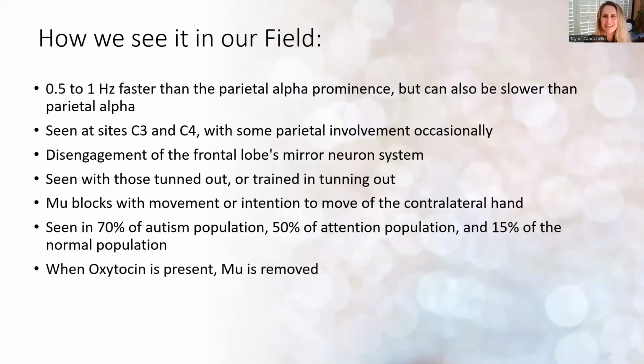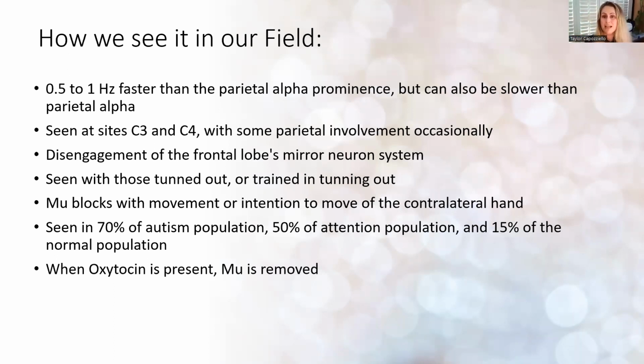I'll talk next about how we see it, and it's pretty easy to see here. It's usually about 0.5 to 1 hertz faster than the parietal alpha, but I honestly see it slower plenty of times. So it's just going to be different than the parietal alpha. It's seen at C3 and C4. Sometimes we're going to see it a little bit behind, parietally. That will occasionally happen.